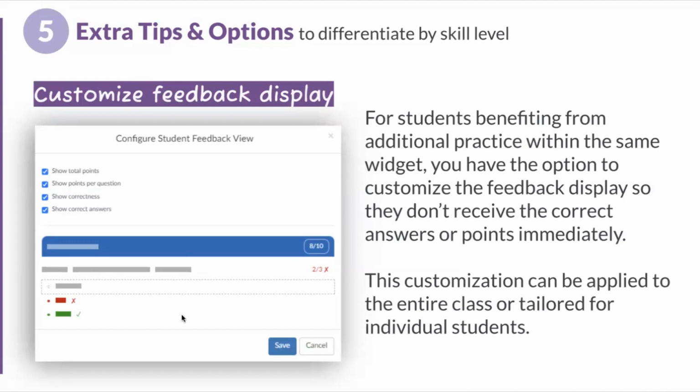Let's see. I showed you that customizing the feedback display is something else that you can do when you are in the widgets. This can be for the entire class or tailored for individual students, so that when you are reviewing their work, you can see if and how they are doing. You can determine if you want them to know total points, points per question, show correctness, or show answers. I'll show you some of the feedback stuff in just a bit.